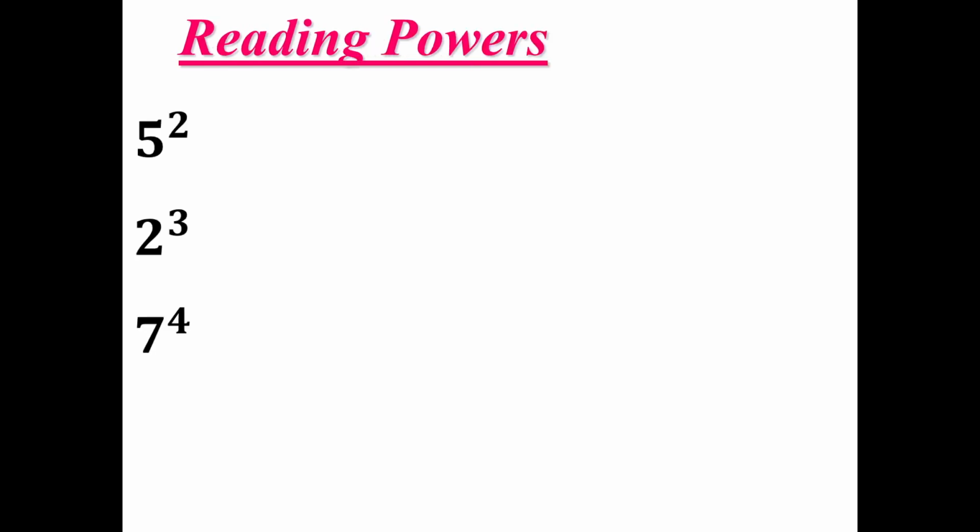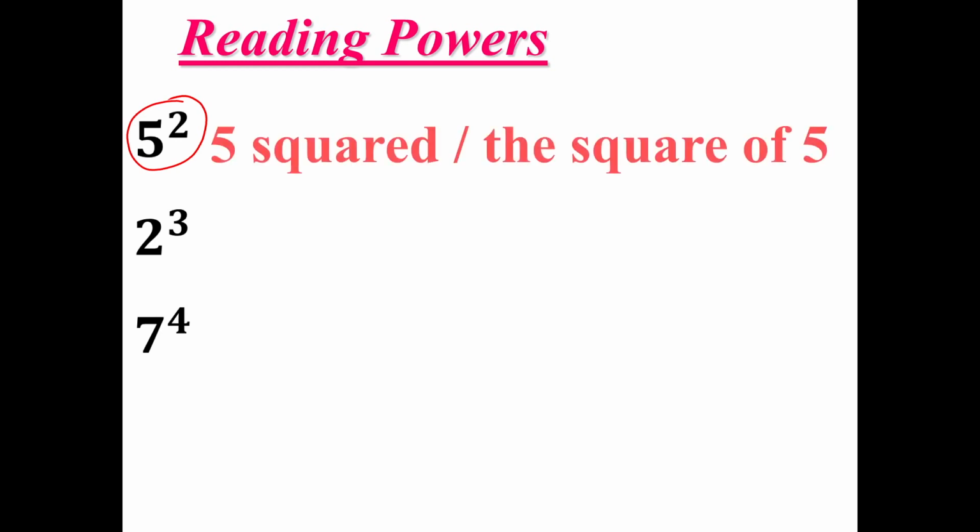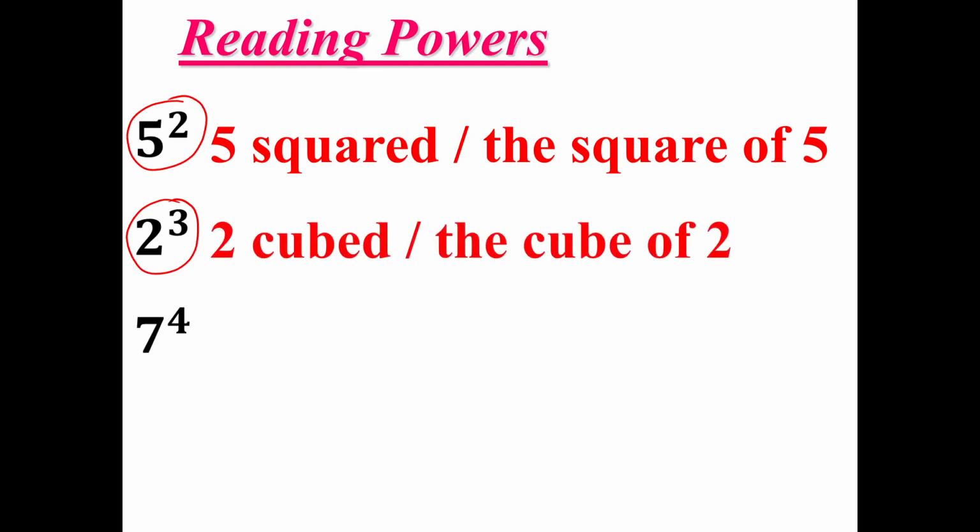Now, how do you read the first one? Section Noble, how do you read this? 5 squared. 5 squared, correct, or the square of 5. What about the second one? How do you read this? 2 cube. Okay, 2 cube or the cube of 2, or 2 to the exponent 3 is also correct.